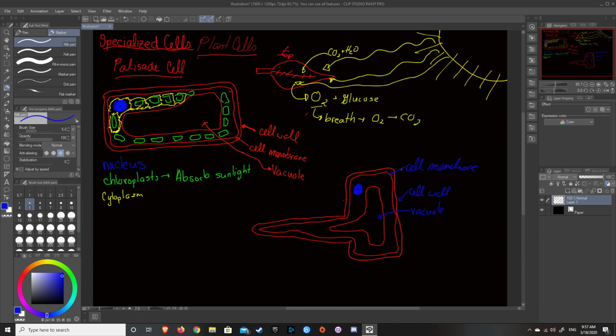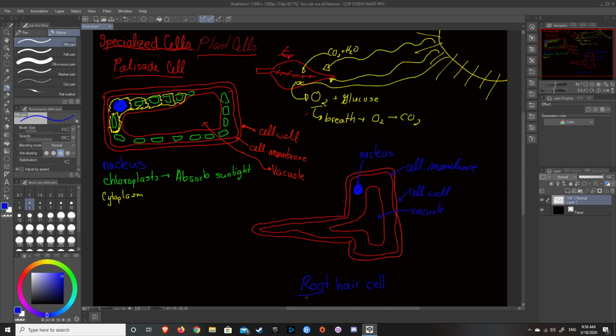So we've got the inside cell membrane, outside cell wall, and the vacuole. And right here, we've got the nucleus. Okay. So why this one doesn't have chloroplasts is what we call this. We call this a root, which should tell you almost why it doesn't have chloroplasts. Root hair cell.